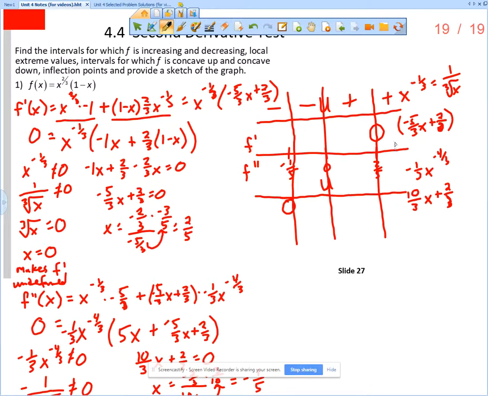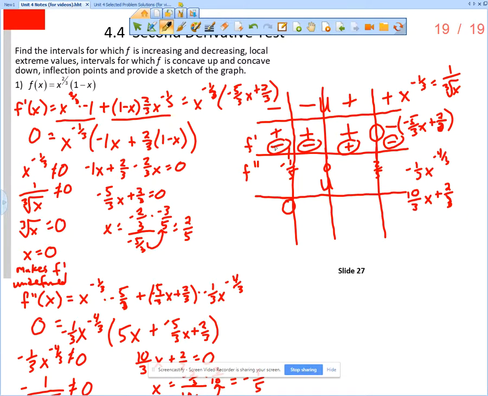If I pick a number to the left of 2/5, like 0, negative 5/3 times 0 plus 2/3 is positive. Then a number to the right, like 1: negative 5/3 times 1 plus 2/3 is negative. So the first derivative is a negative times a positive, which is a negative. Negative times a positive is a negative. Positive times a positive is a positive. And a positive times a negative is a negative. So these are the first derivatives.